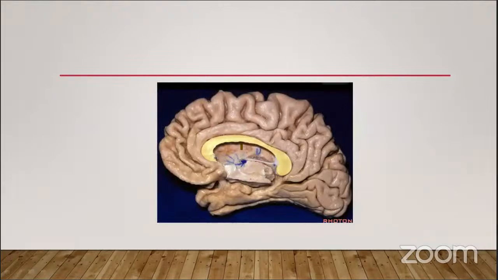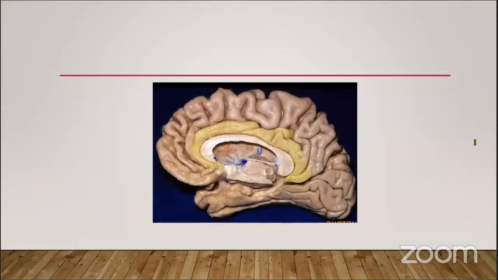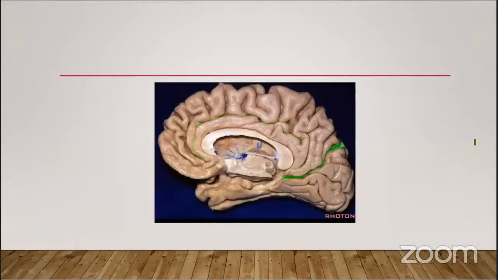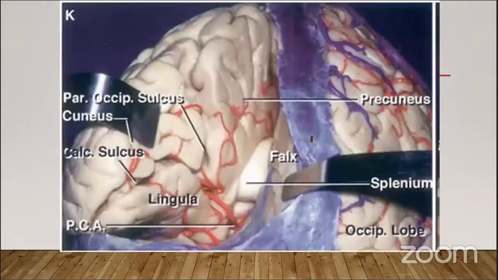Again, this is the medial surface showing the innermost layer highlighted, that is the corpus callosum. Just above the corpus callosum, we have got the cingulate gyrus. In between both of these structures, we have got the callosal sulcus. This is the cingulate sulcus that has been highlighted. This is the parieto-occipital sulcus, which separates the occipital lobe from the parietal lobe on the medial surface.